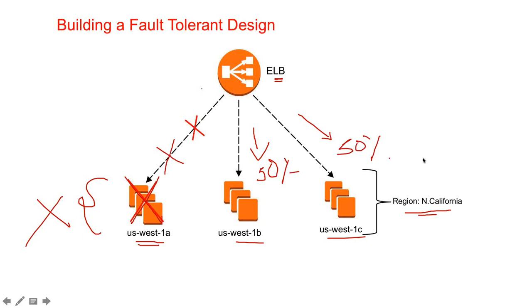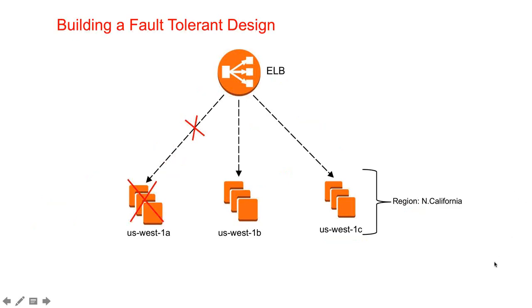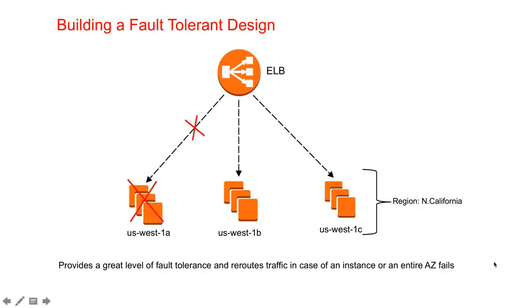Which means that your elastic load balancer provides a great level of fault tolerance and reroutes the traffic in case an instance or an entire availability zone fails. It's completely automatic. If this kind of situation occurs where the instance or the entire data center goes down, the responsibility of the load balancer is to perform the failover automatically on your behalf. We'll discuss how to configure this and how to achieve this kind of fault tolerance, but the entire thing will be automatic.